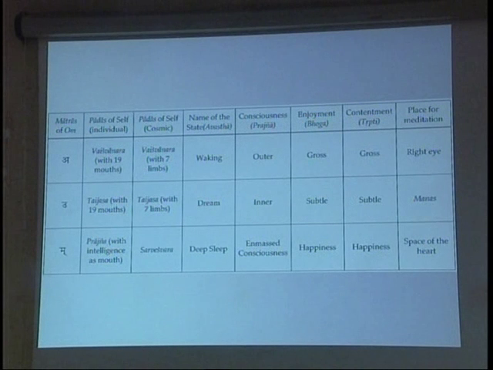So now, padas of self or different dimensions of self at the individual level is given here in this column. Padas of self at the cosmic or samashti level is given in this column. So in waking state, now first thing you have to understand, we are talking about Brahman's manifestation. When does the manifestation of Brahman take place?